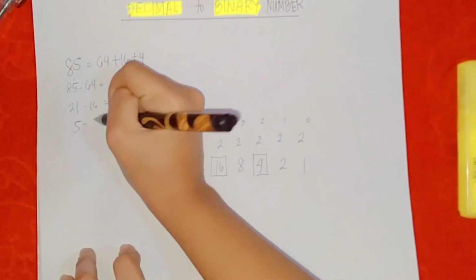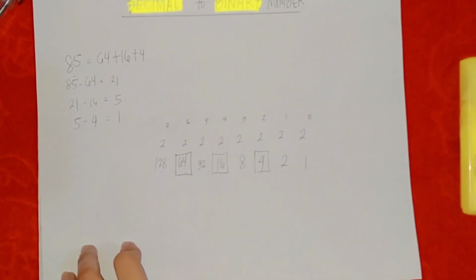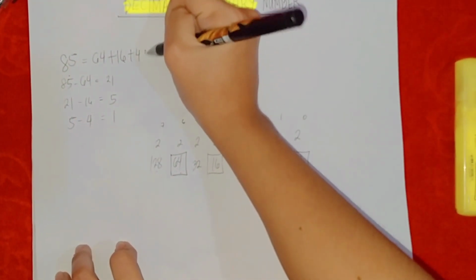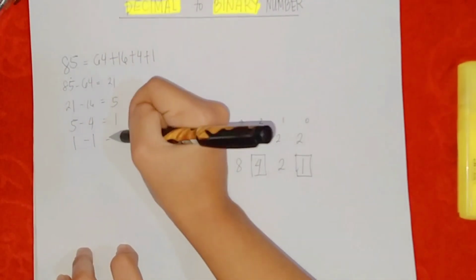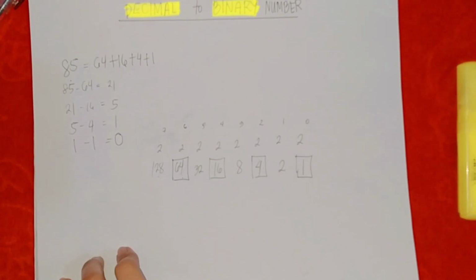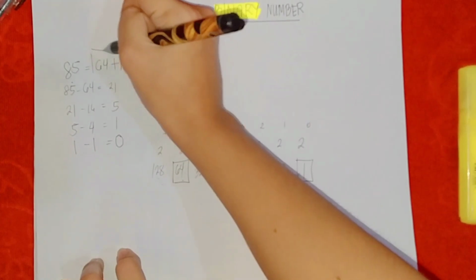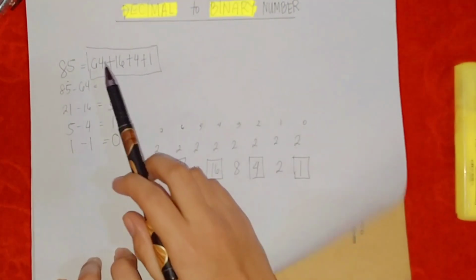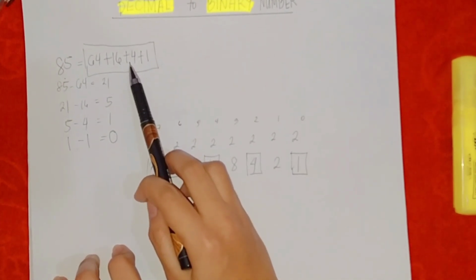5 minus 4 is equal to 1. And the next highest number that is under or equal to 1 is 1. Let's put here 1 and subtract. 1 minus 1 is equal to 0. So we can stop here because if we add these 4 numbers, it would be equal to 85. 64 plus 16 is 80, plus 4 is 84, plus 1 would be 85.